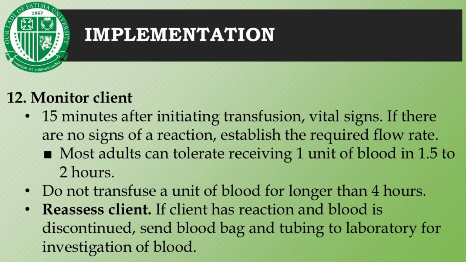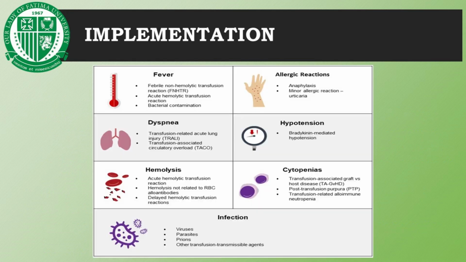Again, monitor the client 15 minutes after initiating the transfusion and perform vital signs monitoring. If no reactions occurred, the nurse should establish the required flow rate. Most adults can tolerate receiving 1 unit of blood in 1.5 to 2 hours only. Do not transfuse a unit of blood for longer than 4 hours. We should also reassess the client. If the client has a reaction and blood is discontinued, send the blood bag and tubing to the laboratory for investigation. Here are some transfusion reactions that can occur to a patient after a blood transfusion.